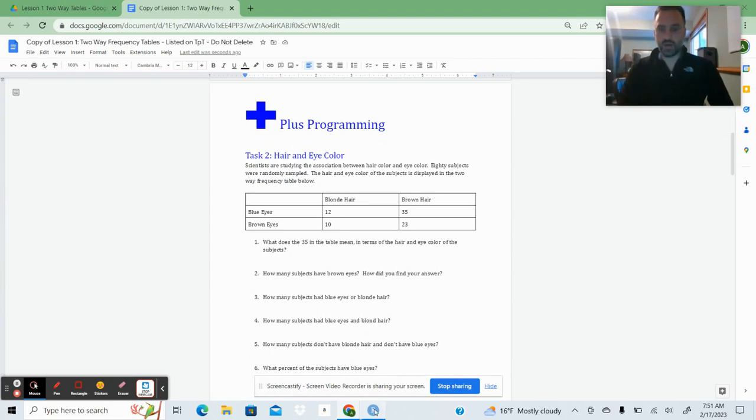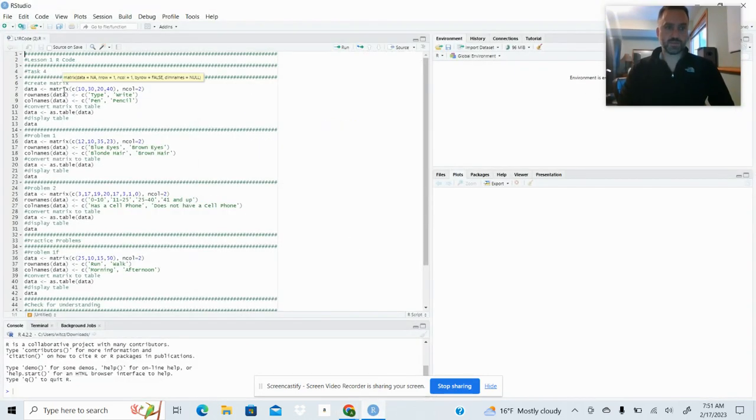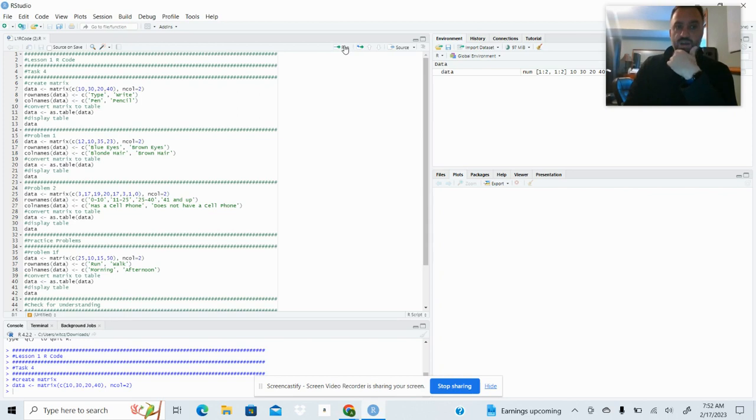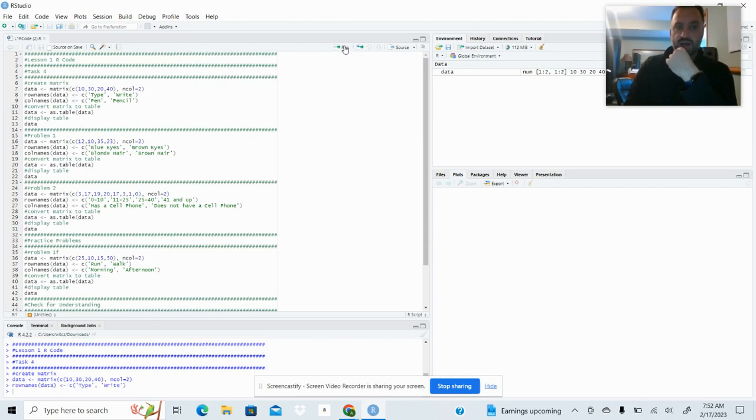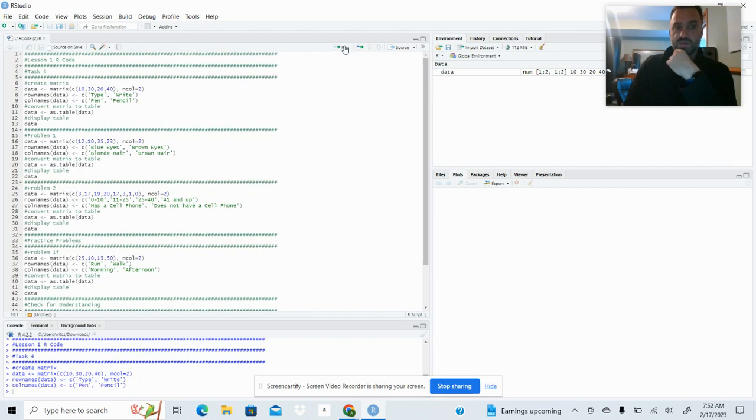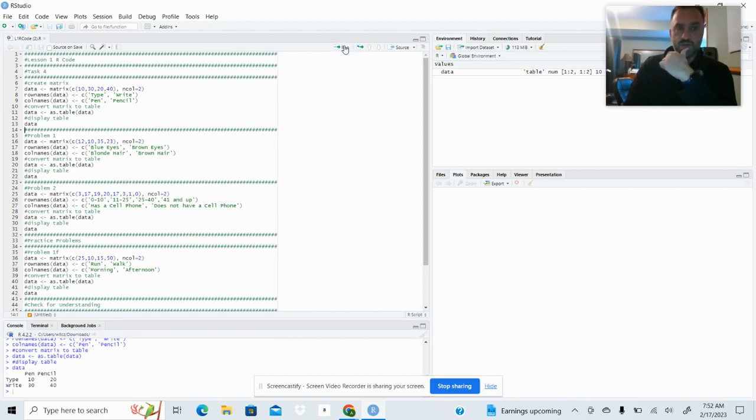So we're going to look at the R code now for that. Here, for the data, what we can do is create a matrix. And the matrix actually goes down the column. So I had 10, 30, 20, 40. So I run that. The row names are going to be type and write, and the column names are going to be pen and pencil. Then I convert the data to a table, and then I display it, and I have 10, 30, 20, 40.